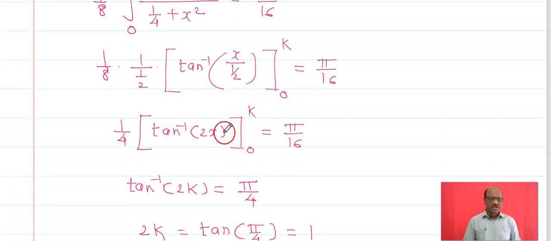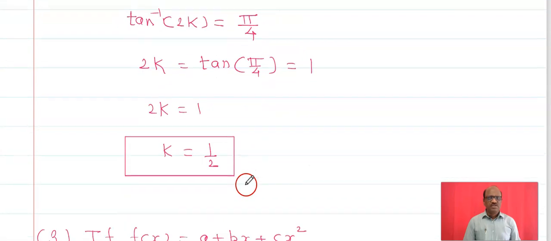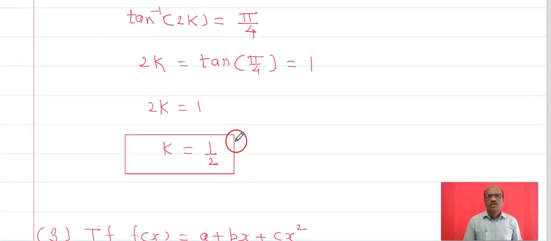Replace x by k, then you will get tan inverse of 2k is equal to pi by 4. Therefore 2k is equal to tan of pi by 4, and that equals 1. Therefore 2k is equal to 1 and k is equal to 1 upon 2.